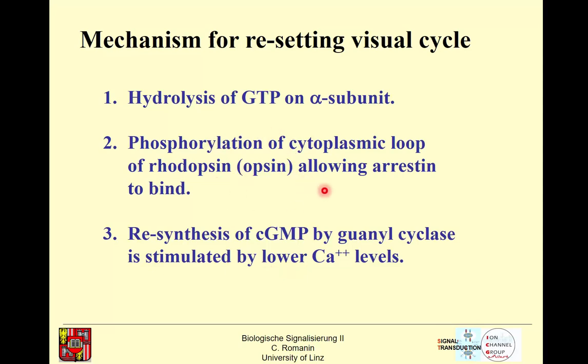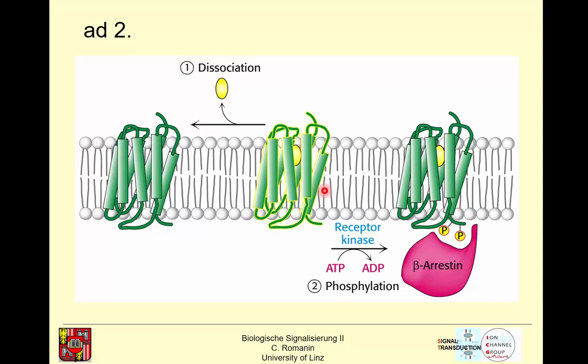Let's first look at the second step of shutting off the system. At the level of rhodopsin, a phosphorylation can take place, and the phosphorylation occurs via the rhodopsin kinase. So the rhodopsin kinase, via ATP, puts some phosphate groups, you see, on the C-terminus. That is the site which we have shown before that interacts, as one of the important sites, with the G protein, with transducin, with the alpha-1 subunit.